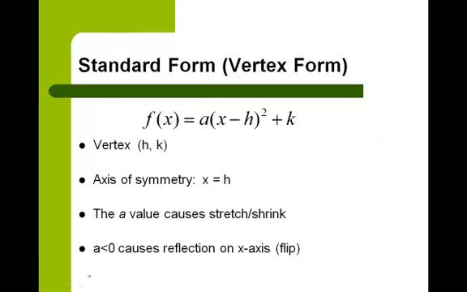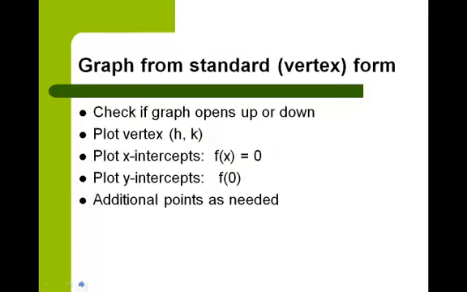Standard form or vertex form looks like this. The other form was called the general form. This is our hk shift again, so the vertex is at hk. The axis of symmetry is at h, the vertex x value. A causes it to shrink or stretch, and if a is less than 0, we get a flip. This is all the transformation stuff we've been working on.